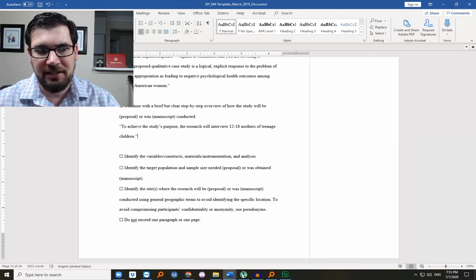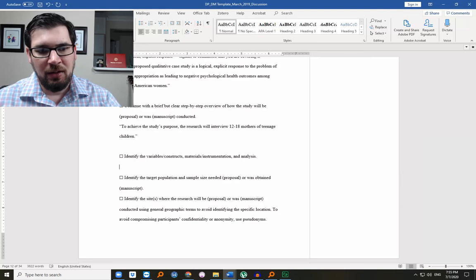Whereas in quantitative research, materials and instrumentation would be maybe the Beck Depression Inventory or the General Self-Efficacy measure or various other surveys or instruments that actually measure things in terms of variables. And so you want to think about that. And you also want to say how you are going to analyze it.